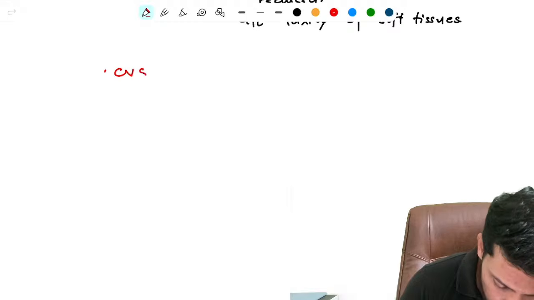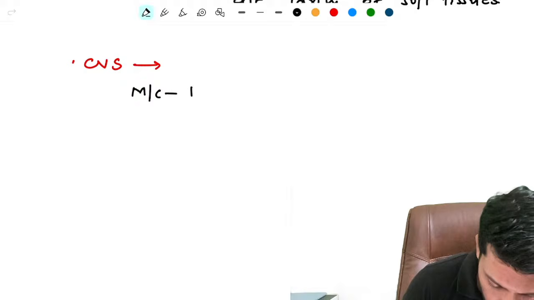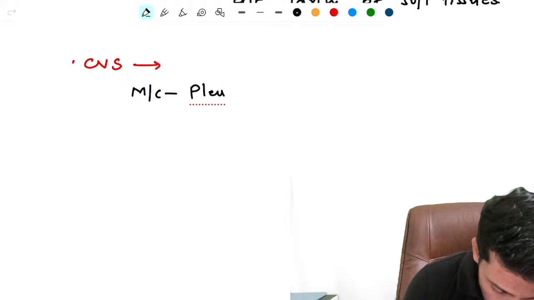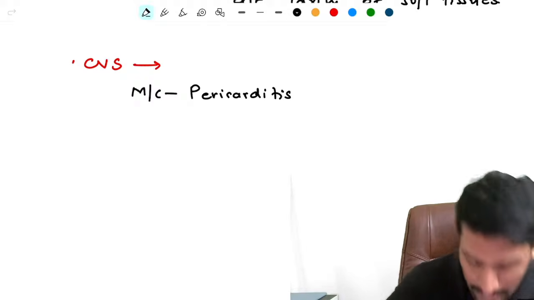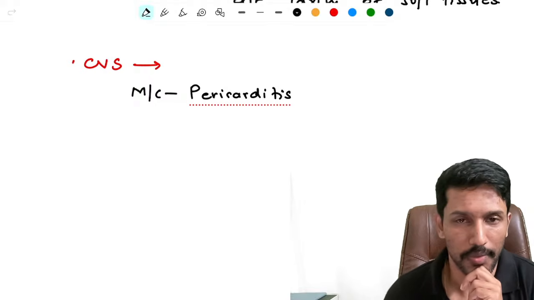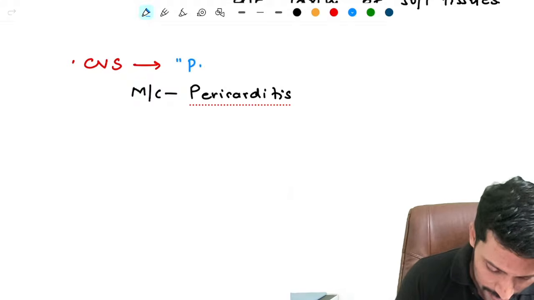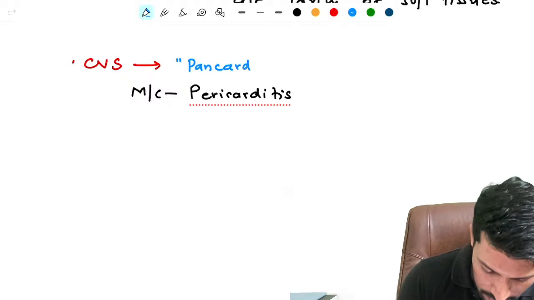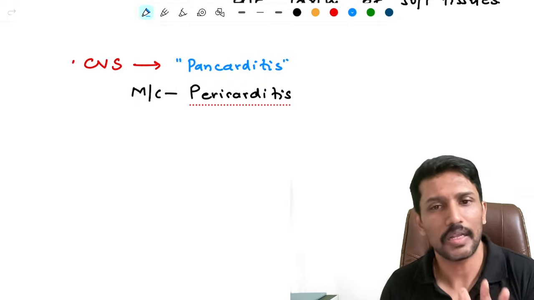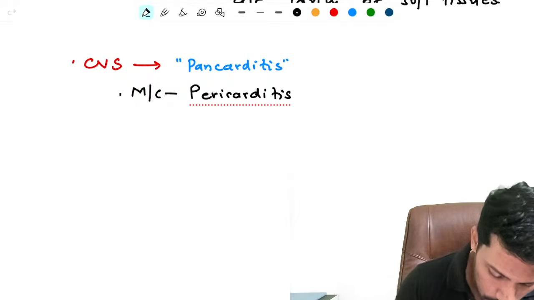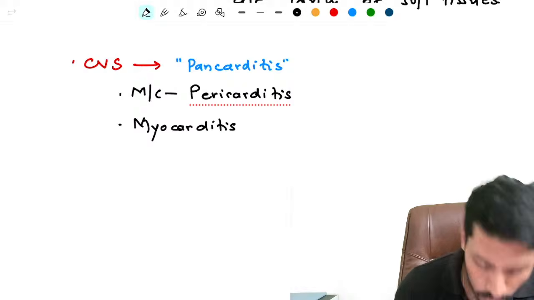Yes, the cardiovascular system. So when the CVS gets affected by SLE, the most common manifestation is going to be pericarditis. Pericarditis is the most common SLE manifestation of cardiovascular involvement. But again, I want you to know that just like acute rheumatic fever, SLE can cause pancarditis. What do I mean by that? It can affect all the three layers of the heart. Pericardial involvement is most common, but it can also cause myocarditis.